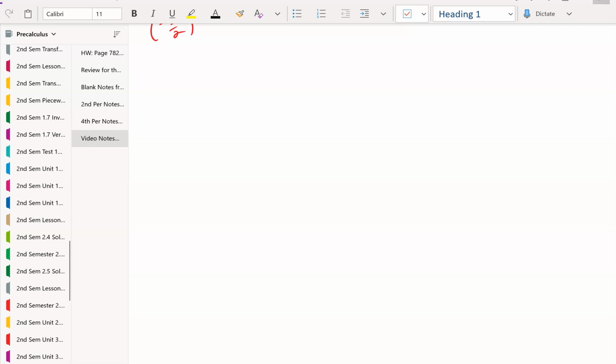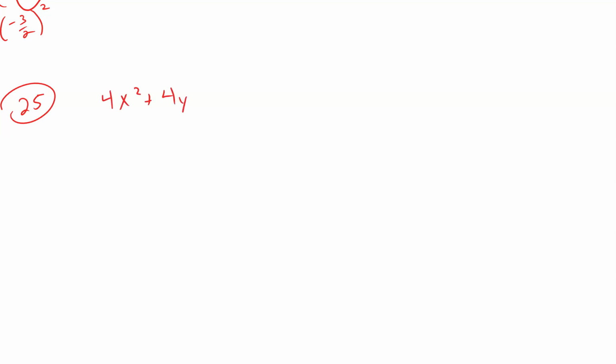Okay. So on number 25, it was the following, and it said this. It says, write the equation of the circle in standard form and then identify its center and its radius. So here's problem number 25. It's 4x squared plus 4y squared plus 12x minus 24y plus 41 is equal to 0.